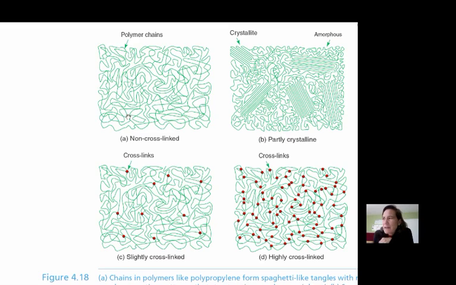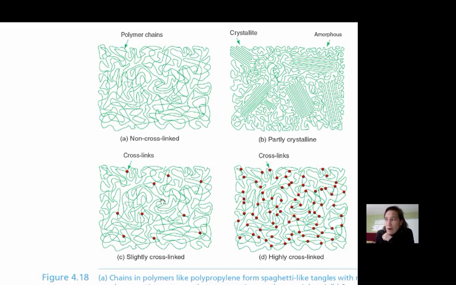Now, if you also go to the next page, in figure 4.18, what you'll see is some schematic drawings of what you might expect to see in a polymer material. This is a non-crosslinked polymer, and the green squiggly line represents the chain of the polymer all over the place. And you can see that if it's partly crystalline, what that means is that there are areas within the polymer structure where the chain is sort of folded upon itself.